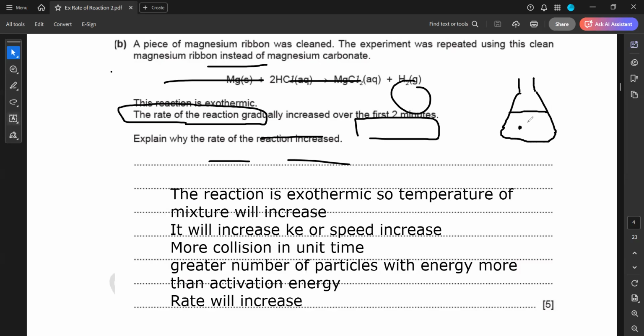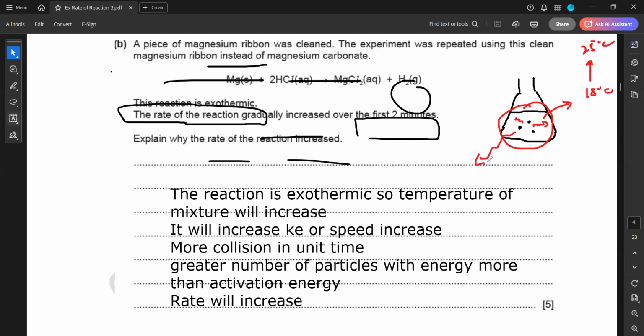So let's say these dots are representing the reactant particles. When these reactant particles combine, they release energy. When they release energy, this energy is taken by the solution in which they are present. So if a reaction is exothermic, at the beginning of the experiment the temperature was 18, after the experiment the temperature might be 25. The energy which they are releasing is causing the increase in temperature of the mixture. That energy which is released is not going out to the surrounding.